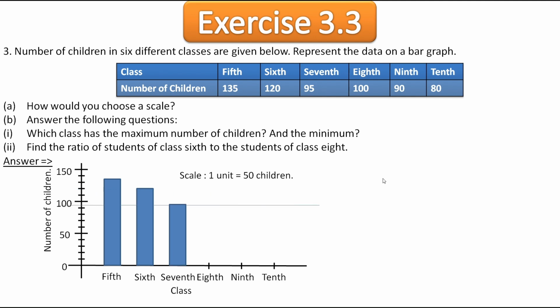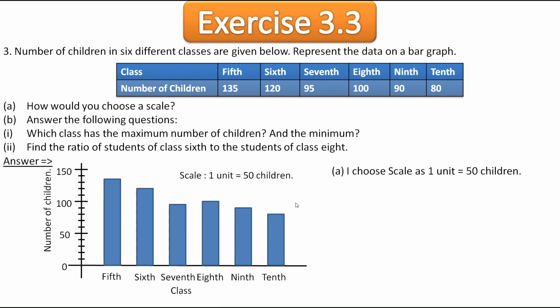It will come here. Next for 8th standard we have 100 students. For 9th class we have 90 students, and for 10th class we have 80 students. Okay. So I drew all the bars for the classes. So this is the bar graph. Okay. Now we have to answer the question, how would you choose a scale? I choose the scale as 1 unit is equal to 50 children.